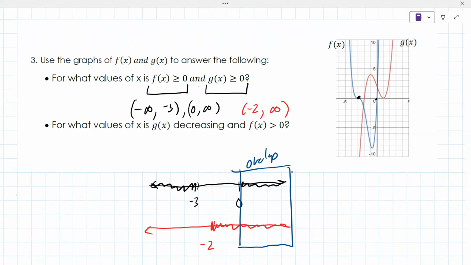You'll do this again in calculus, so it's a good strategy. But the answer here is, sorry, that's a bracket there. It's bracket 0 to infinity, which these should be brackets as well.